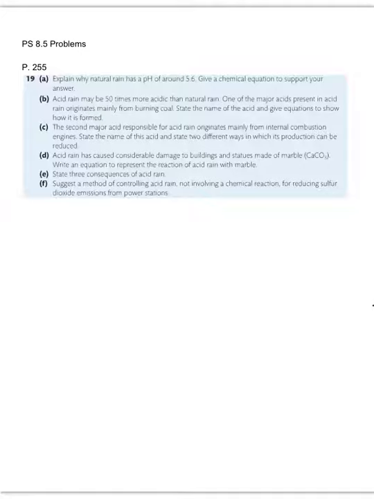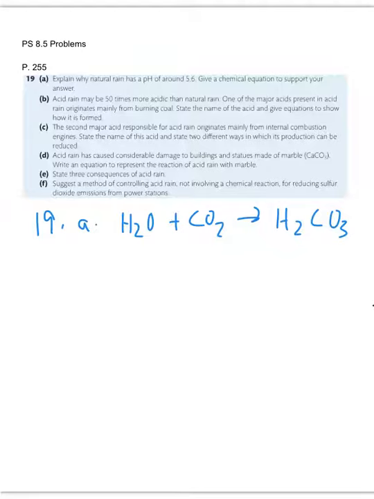So the reason why rain is always somewhat acidic is because there's CO2 in the air, and rain will dissolve CO2. So if I have H2O plus CO2, I'm going to end up with some H2CO3, which is a weak acid. And again, there's not going to be a lot of it. It's going to be somewhat soluble in the water.